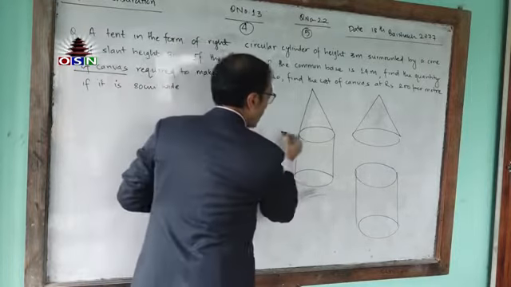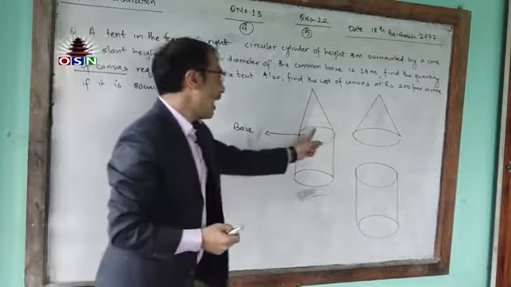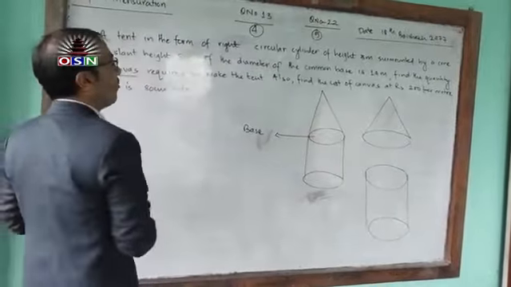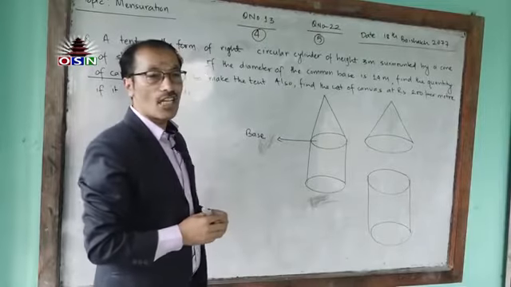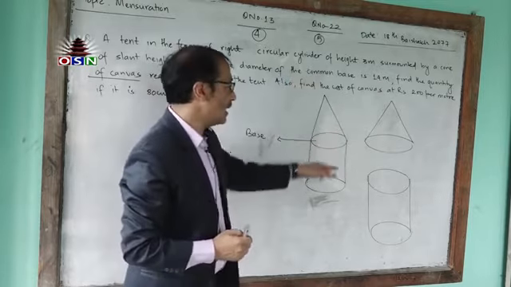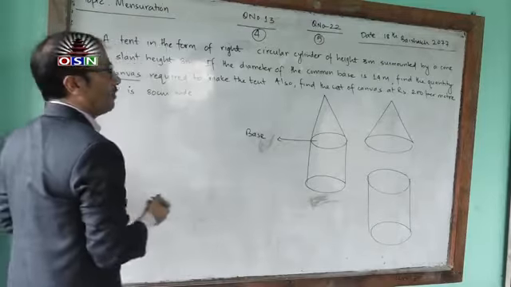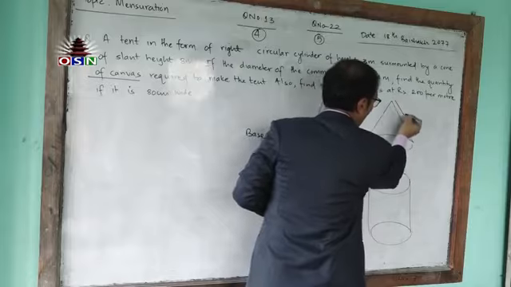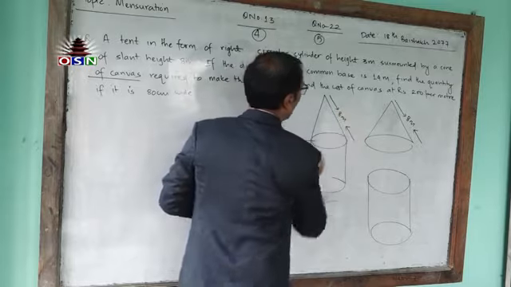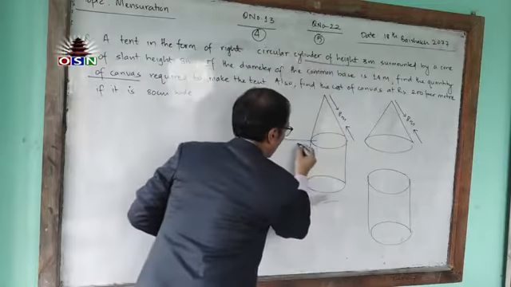They have a common base. This is the common base, and we know it is circular in shape. Surmounted by a cone means the cone is placed just above the cylinder, and they have a common base. The slant height, this length, is 8 meters. We can draw 8 meters here. The height of the cylinder is 3 meters.